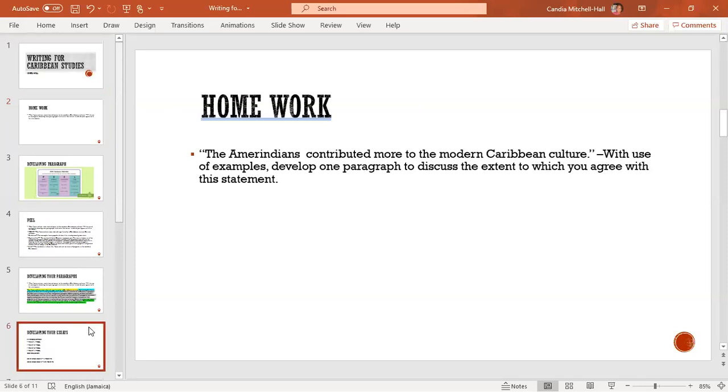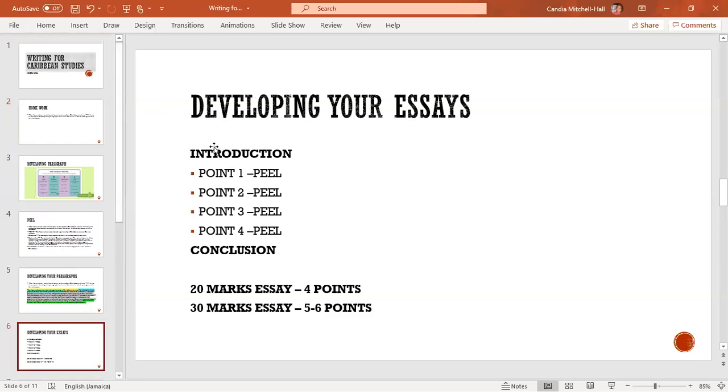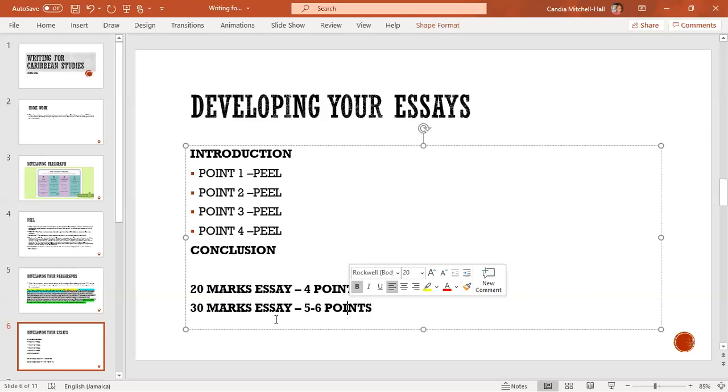All right? Now, ladies, when you're writing your essays, the first thing you need to know is that you need an introduction, you need your points, and you need your conclusion. Your points must be developed properly. And for each of your points, ladies, you need to peel your points. For the 20 marks essays, you need 4 points, and for the 30 mark essays, you need 5 to 6 points. And those 5 to 6 points are excluding your introduction and your conclusion as paragraphs, right?